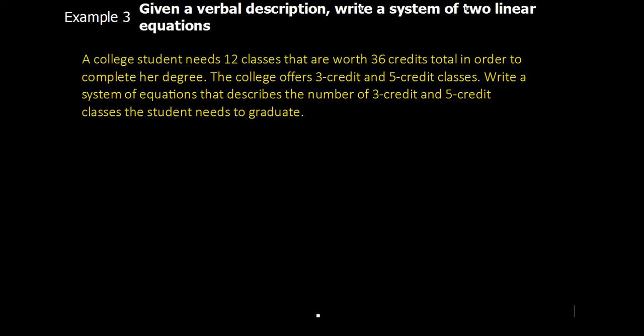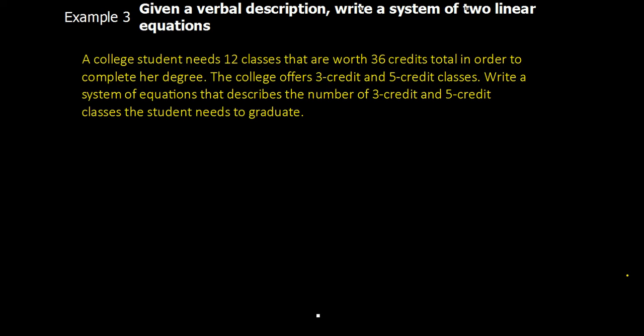Example: given a verbal description, write a system of two linear equations. A college student needs 12 classes that are worth 36 credits total in order to complete her degree. The college offers 3 credit and 5 credit classes. Write a system of equations that describes the number of 3 credit and 5 credit classes the student needs to graduate. Okay, so we have different pieces of information that we're going to have to use in order to write the system of equations.